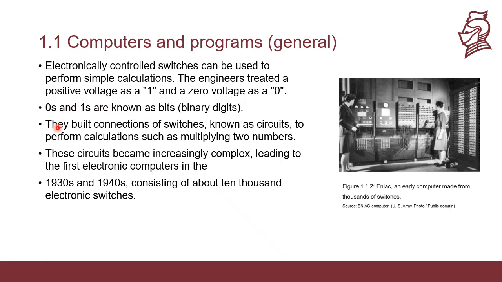When you connect a lot of these switches together into circuits, you can perform calculations like multiplying two numbers, all kinds of things, or you can do logic. As the circuits became more complex, the first electronic computers were developed in the 1930s and 40s, and those consisted of about 10,000 of those electronic switches connected together.